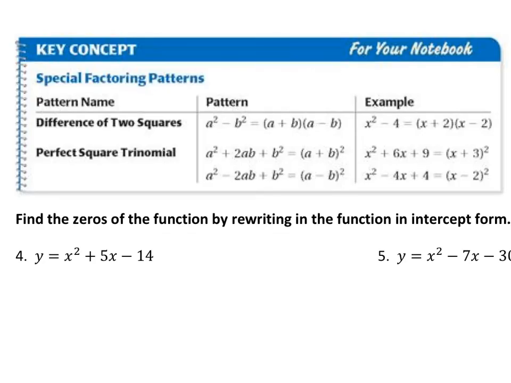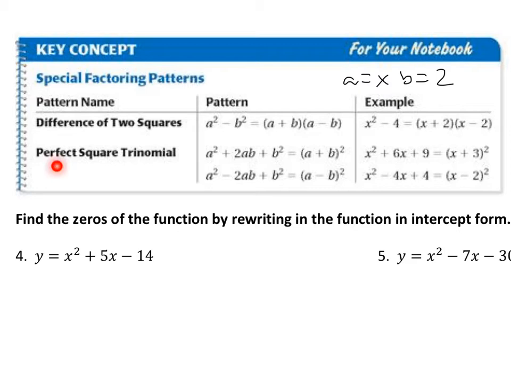Alright. Here are a couple facts you're going to want to just remember. Difference of two squares. If you have a squared minus b squared, it equals a plus b times a minus b. So if you look, x squared minus 4, that's a is x, b is 2. So you go x plus 2, x minus 2.